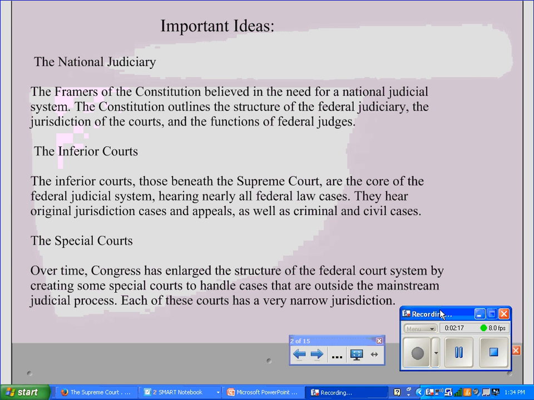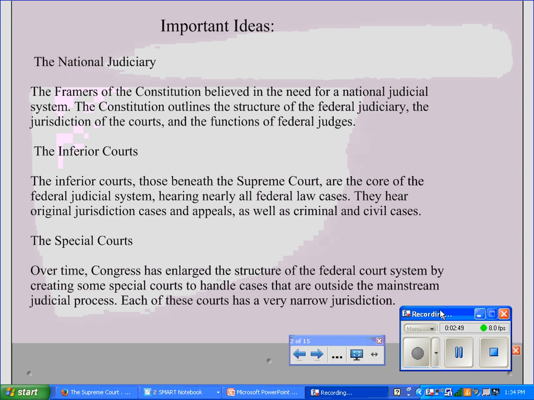Think here, original jurisdiction, underline. Original jurisdiction, what do you guess that would mean? Original. What was jurisdiction? Emma. It's the first time it's been tried. Very good. So original jurisdiction, the first time it's been tried. And appeal, the second, the third time it's been tried. As well as criminal and civil cases.